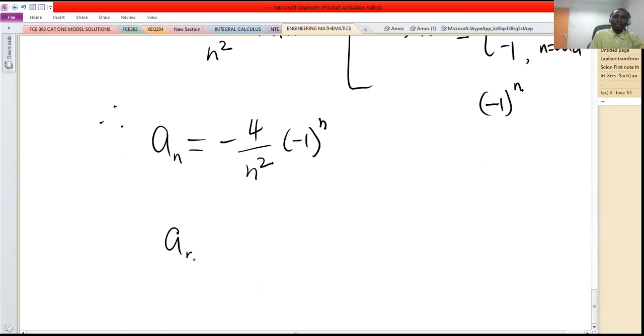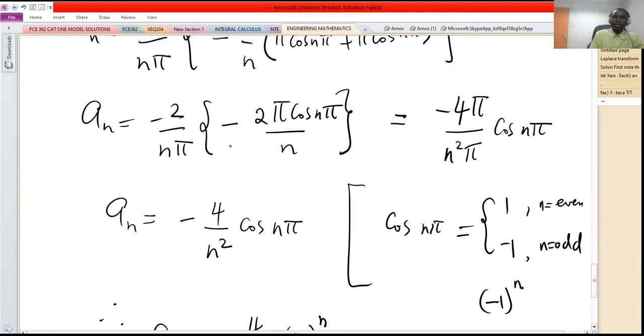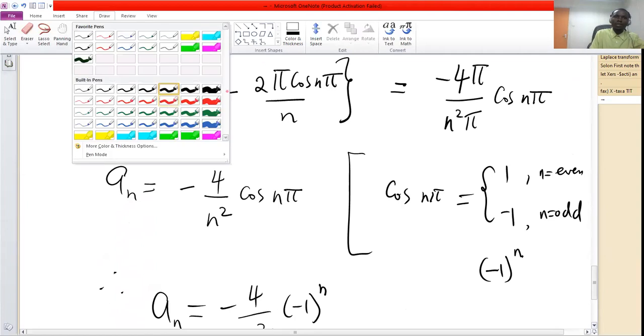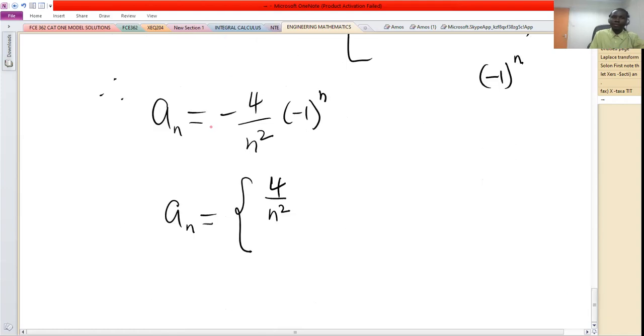So we can say an has two values. So when n is even, remember this was negative, this was a negative, this was a negative, so then this will go as positive. This negative here and negative cancels out, so this sign will be plus. So this is plus when n is even, and -4 over n squared when n is odd.